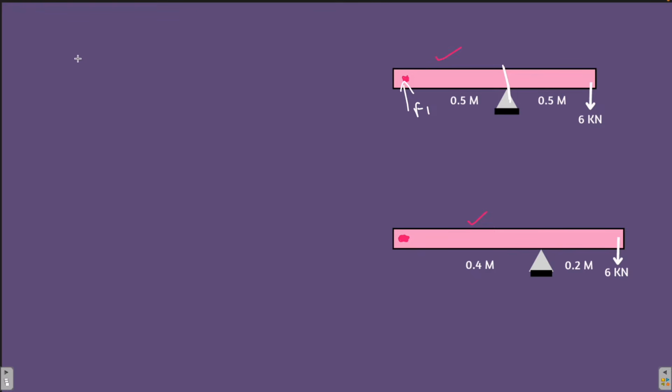Okay, so what can we do? Summation of moment about point, let's say this point is P, is 0. So this implies F1 into 0.5 meter. This is in the clockwise direction, and this is also turning in the clockwise direction. So plus 6 kilonewton into 0.5 meter, that is 6 into this lever arm, should be equal to 0, right?